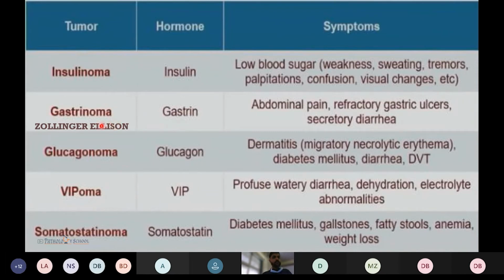Gastrinoma can be associated with Zollinger-Ellison syndrome, which is hypersecretion of gastrin, which causes ulcers in the duodenum, in the stomach, and in the intestine. Then coming to glucagonoma, it secretes glucagon. The typical thing seen is dermatitis. There is migratory necrolytic erythema, which can be seen along with diabetes. VIPoma causes profuse watery diarrhea, also called pancreatic cholera, and dehydration and other electrolyte abnormalities. Somatostatinoma causes diabetes, fatty stools, and gallstones.